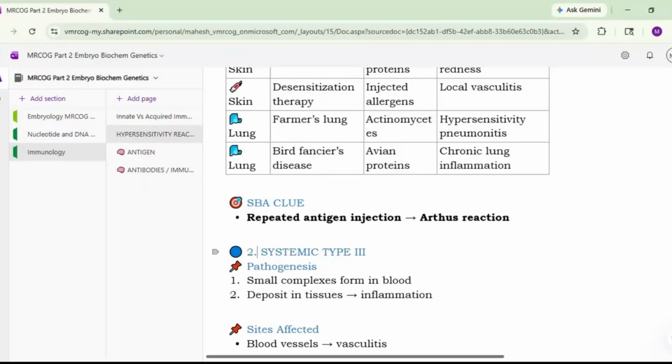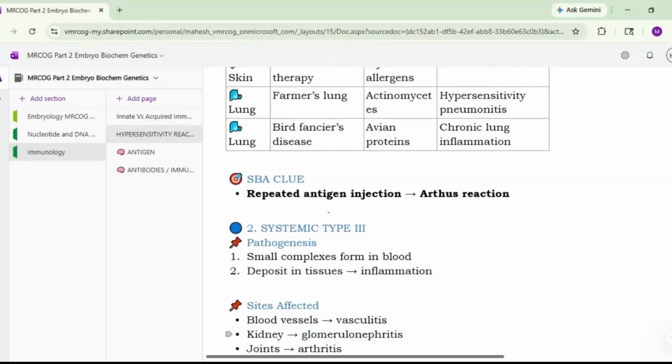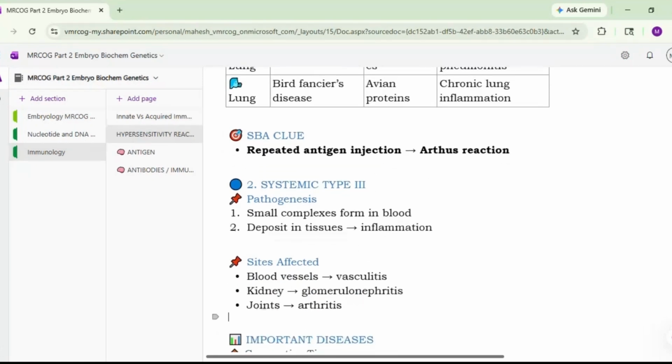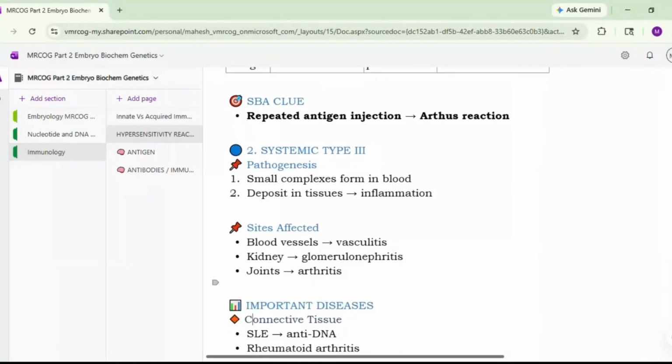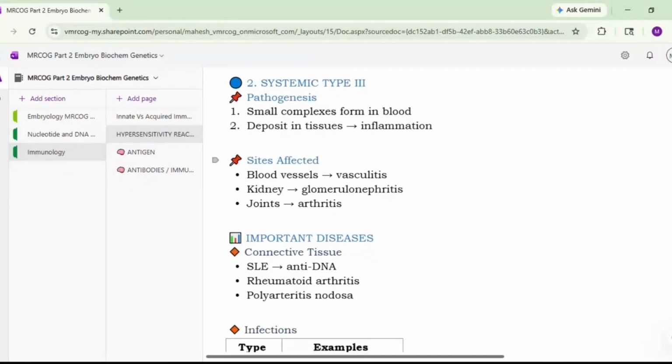Then there may be an effect which is systemic. Okay, up till now what we have seen was local. So another response will be the systemic type 3 response. Here the pathogenesis is that small complexes are formed in the blood. They will get deposited into the tissue and there will be inflammation. Okay, which sites are affected? Blood vessels, kidney, joints, that will lead to vasculitis, glomerulonephritis, arthritis. Okay, so this is important for you to remember. So blood vessels, kidney, joints are affected, leading to vasculitis, glomerulonephritis, arthritis. So if you are given an example and asked to classify the disease, if it is related to this, select type 3 hypersensitivity. Okay.